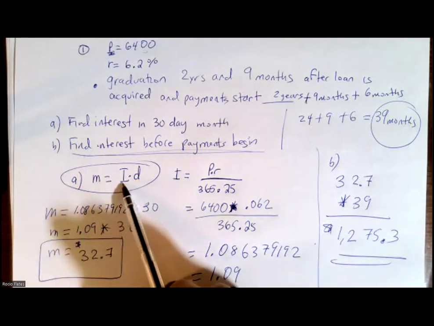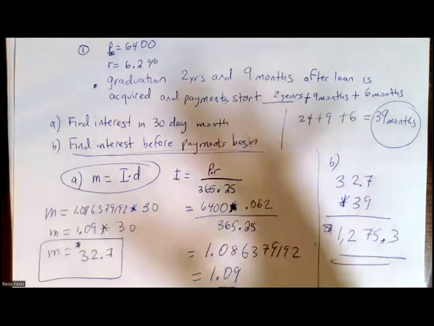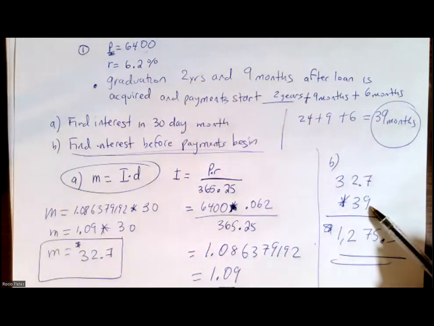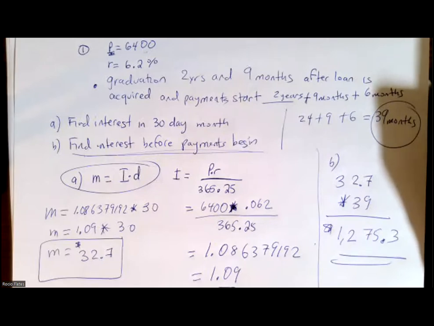So when you get daily interest times 30, you get the monthly interest amount, right? Once you get the daily, like it's $1.09, we multiply times 30, and then we get the monthly total amount of interest. And once we get the monthly, we can get the total interest by multiplying by the number of months, which was 39 months. All right, let me go ahead and move on to the next question here.